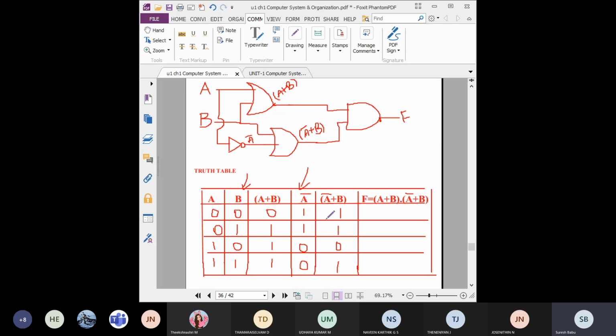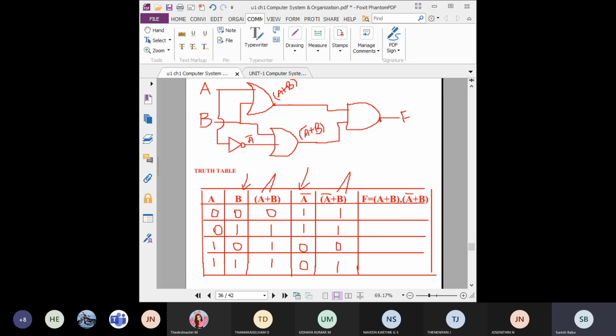At least you need one input as true to get the output true. Then finally the final output F equals (A plus B) dot (A bar plus B). So we have to find these two inputs. Now you have to take this one and this one. These two are the inputs, and calculate using the AND gate. What is the AND gate? It gives output true if both the inputs are true.